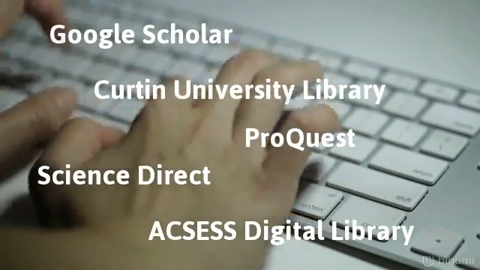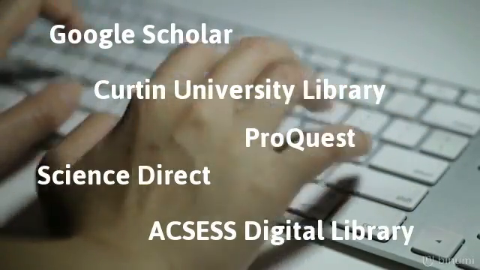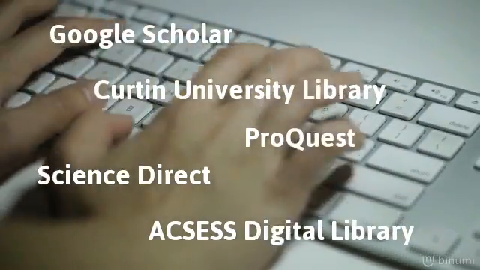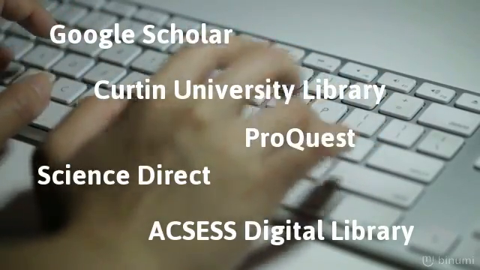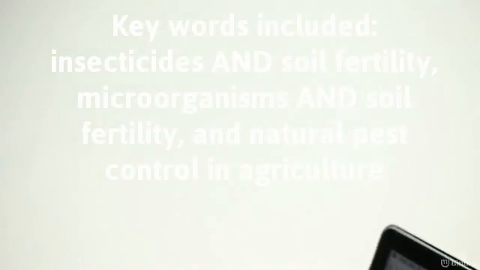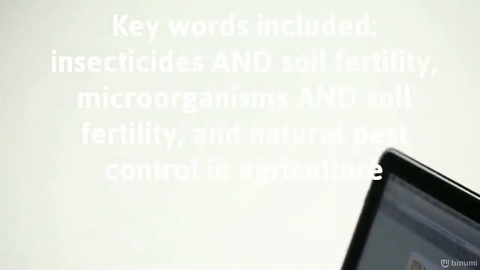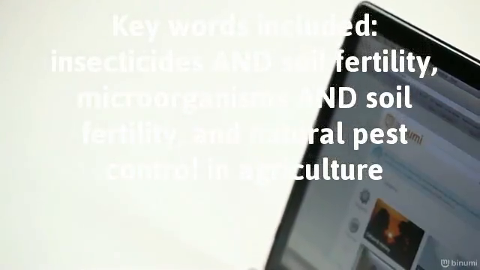Research into this issue was quite in-depth. Google Scholar was utilized with the Curtin Library activated. The Curtin Library provided many relevant databases containing peer-reviewed articles. ProQuest, Science Direct, and Access Digital Library were databases located through Curtin Library. Keywords searched included insecticides and soil fertility, microorganisms and soil fertility, and natural pest control in agriculture.